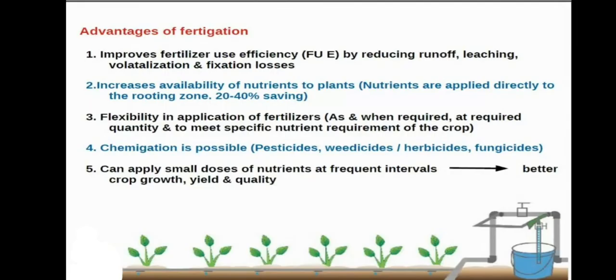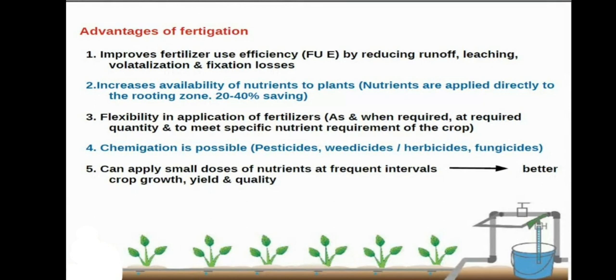Next, what are the advantages? It improves fertilizer use efficiency by reducing runoff, leaching, volatilization and fixation losses. It increases availability of nutrients to plants. Nutrients are applied directly to the root zone. A saving of 20 to 40% is seen. There is flexibility in application of fertilizers as and when required, in the required quantity, to meet the specific nutrient requirement of the crop. Chemigation is possible.